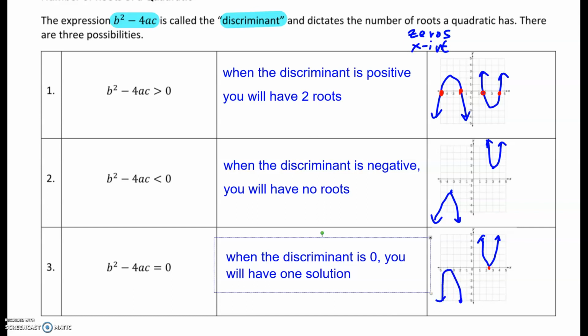Okay. Now what we're going to look at is how to determine this algebraically without the graph. So let's go to the next page.